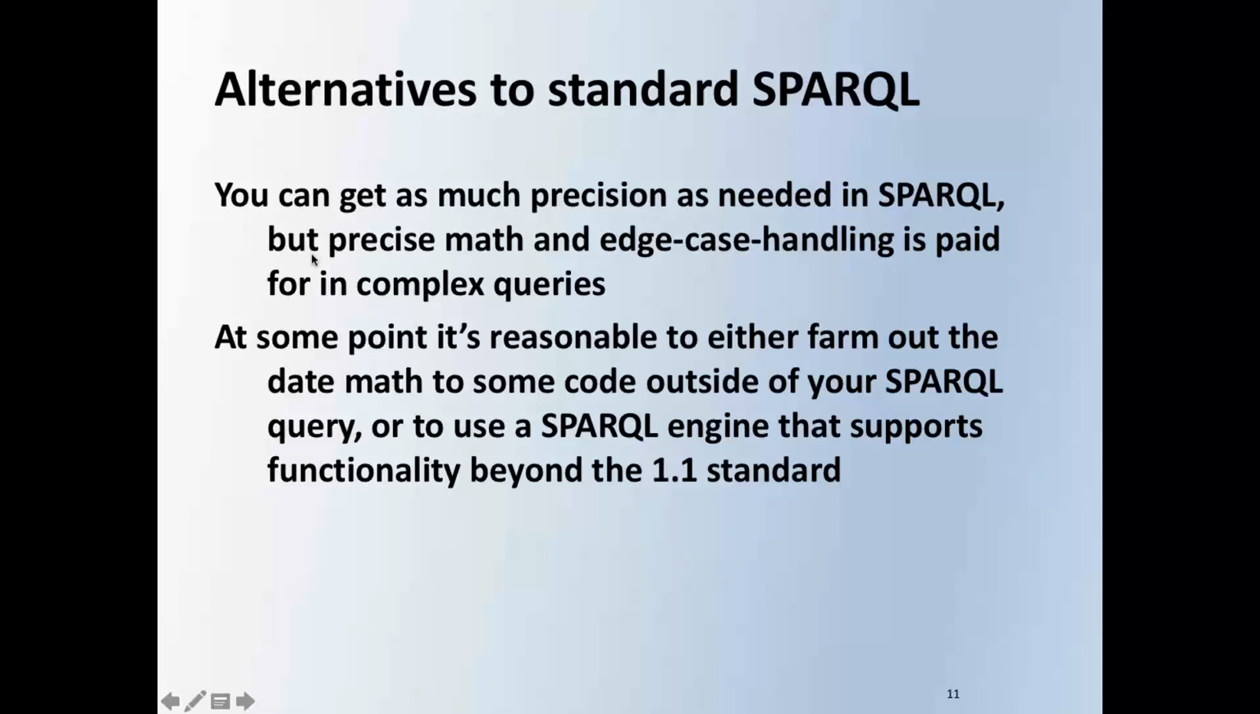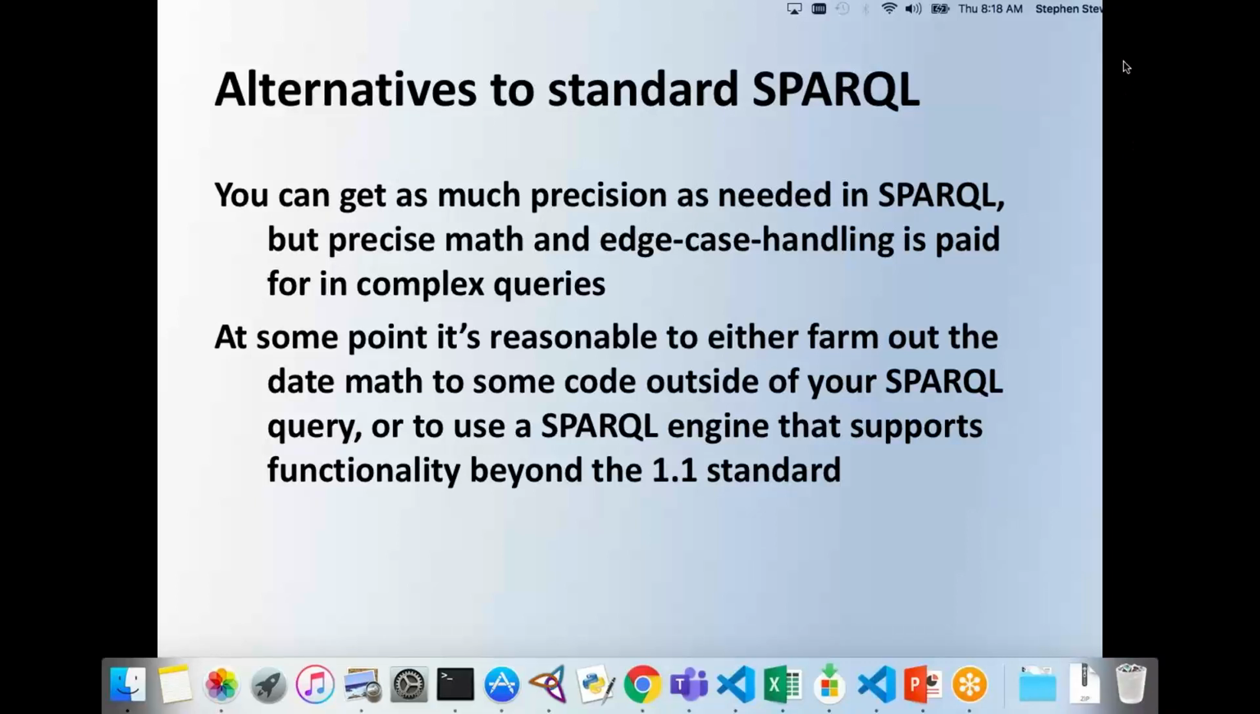But if we want to do math precisely and handle all the edge cases, then we have to make our queries more complex to do that. And we saw a little bit of that so far, but it just gets messier if you want to do number of days. You have to worry about different numbers of days in different months, and it just gets ugly. So at some point, I think it becomes reasonable to either farm out the date math to some code outside of your SPARQL query, or to use a SPARQL engine that supports functionality beyond the 1.1 standard. So we'll talk about that next.